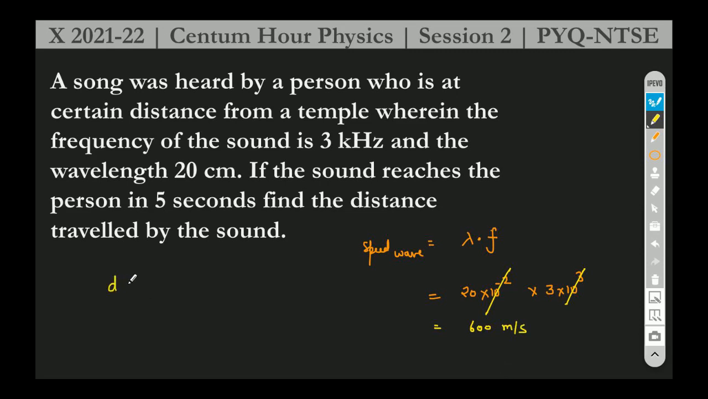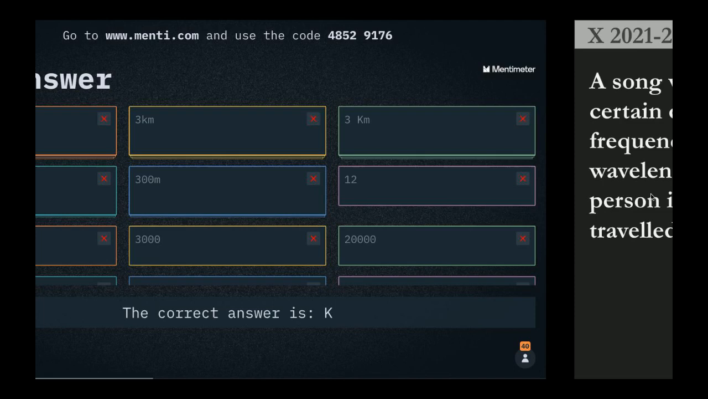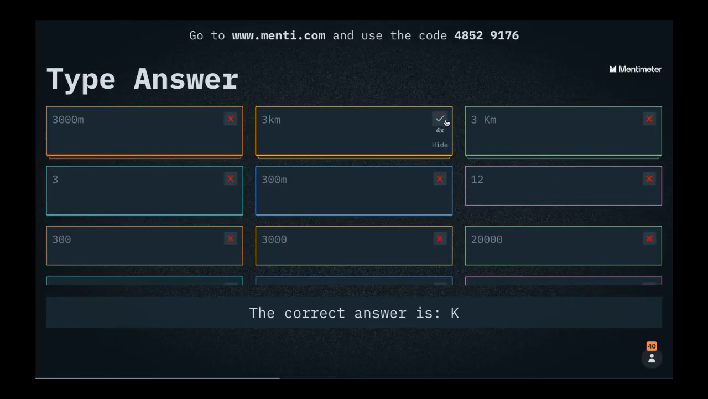Now, distance is equal to speed into time. So 3000 meters or 3 kilometers. Anyone with doubt? Sir, I accidentally did 6000 divided by 10 is 60. Very good.